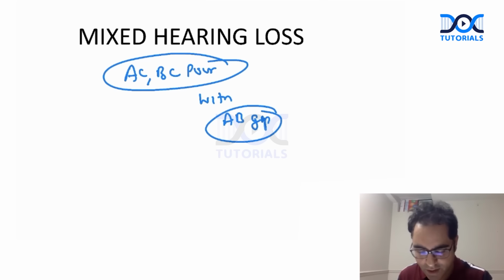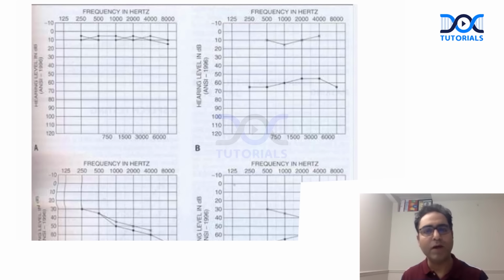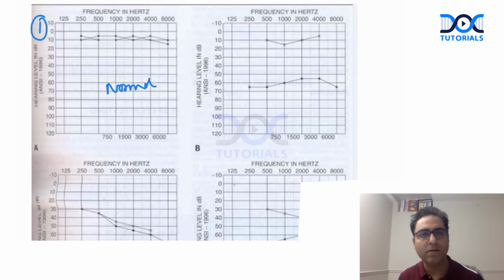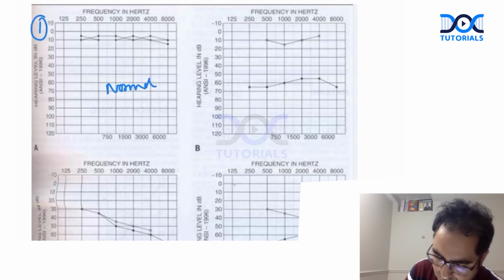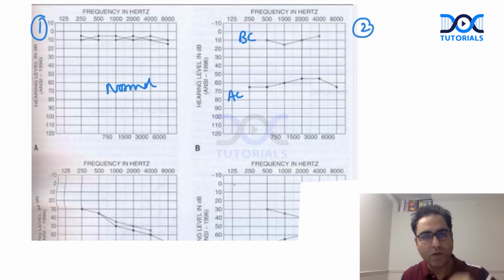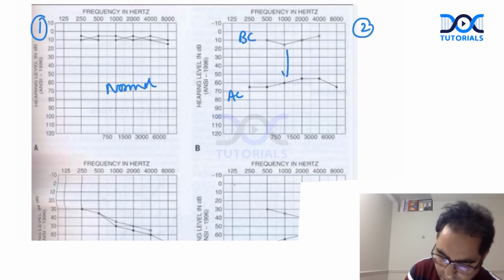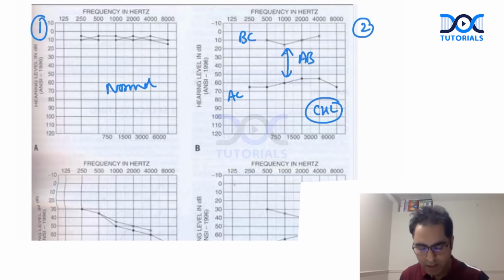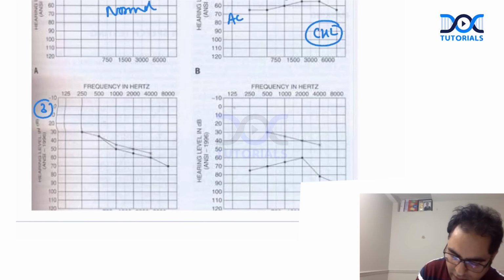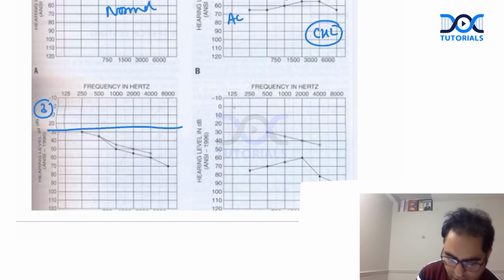Okay, fine. Now, let's see these one by one. Please see the first one. This is normal, because both lines are above 25. Now, number 2. This is BC, AC. I told you the upper line is always BC. And this is what? AB gap. So, this will be conductive hearing loss. Now, number 3. Both AC, BC are below 25. This will be SNHL.